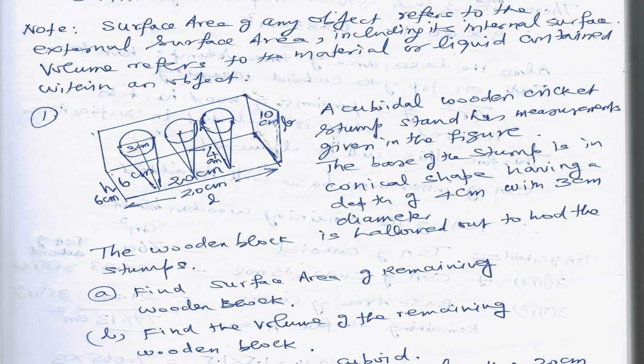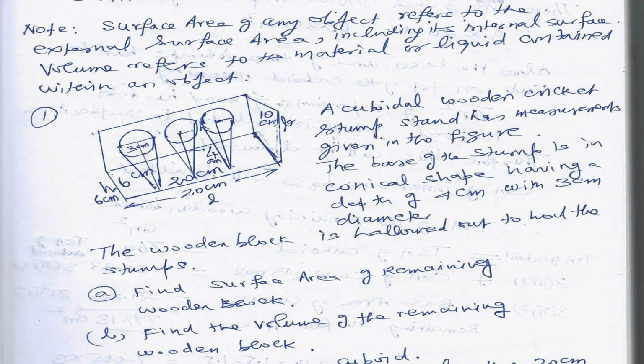centimeter height. The base of the stump is in conical shape, having a depth of 4 centimeter with 3 centimeter diameter. The wooden block is hollowed out to hold the cricket stumps. Find the surface area of remaining wooden block. Find the volume of remaining wooden block.